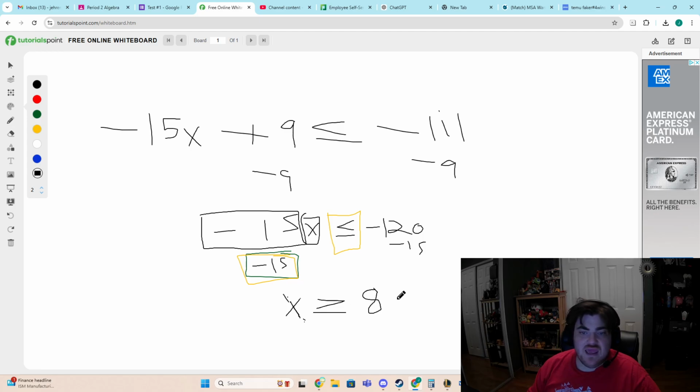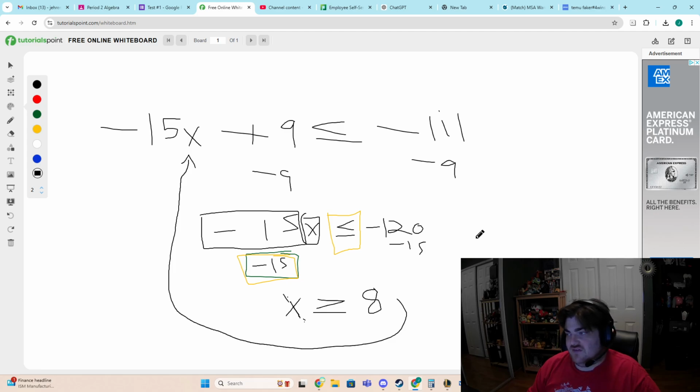What this is saying is if we take any number that's bigger than or equal to 8 and put it into that x spot, it will always be a number smaller than negative 111.